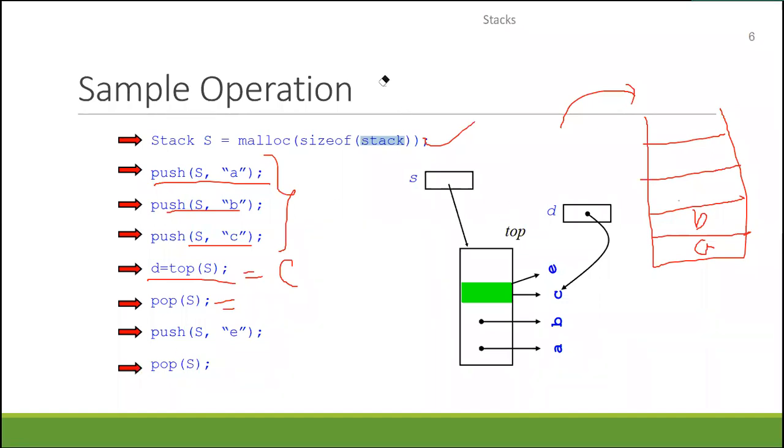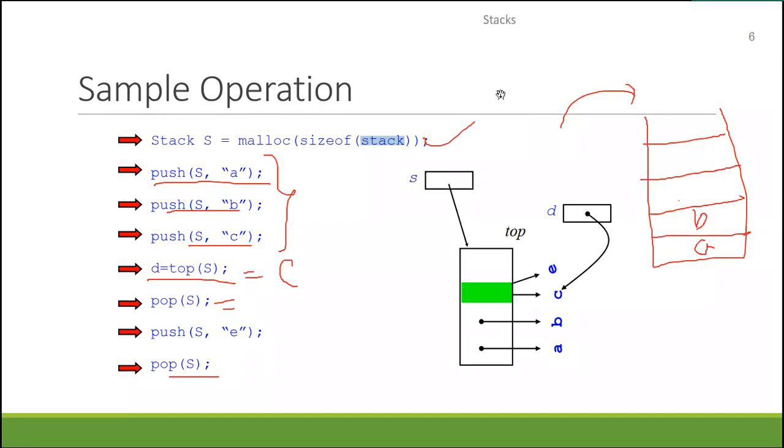Then again, we are using push E. So what will happen when I write push? It will insert E, so E will come here. And finally pop S, what it will do, it will remove E. So after all these operations are done, my stack will look something like this. B and A will still be here. So these are the basic steps of how a stack works, the mathematical example of a stack.